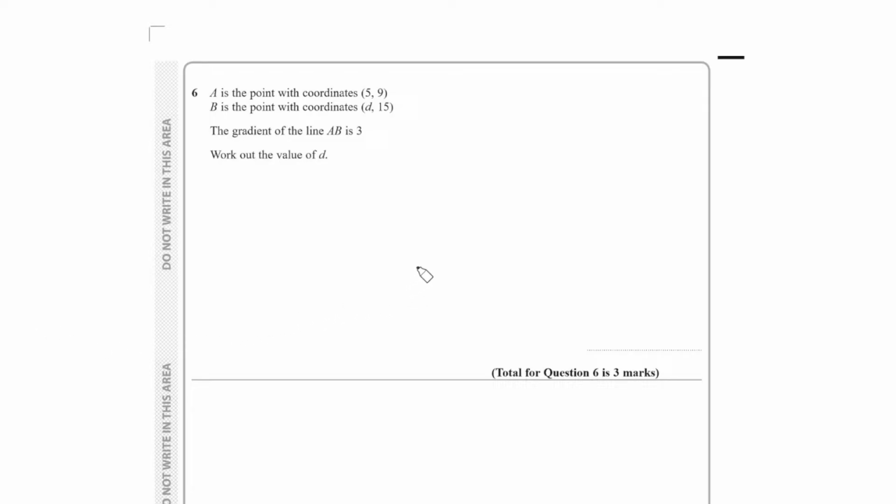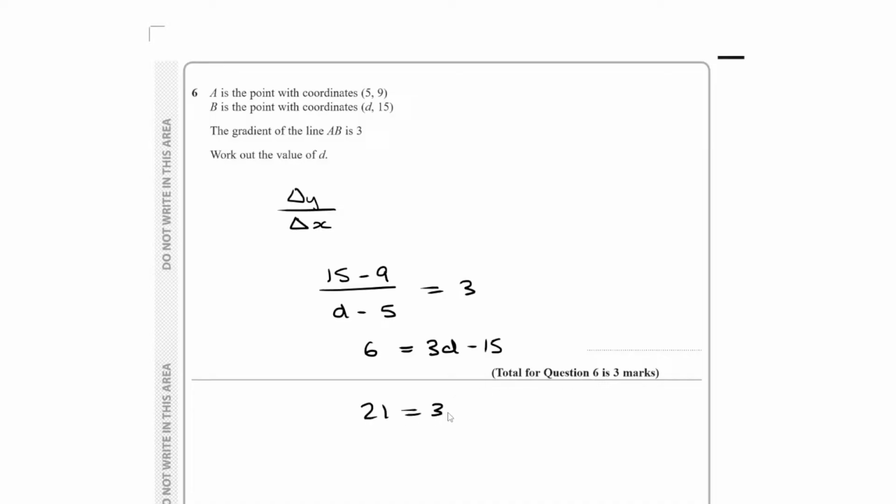So obviously create an equation, right? I was going to create the equation that is for gradient, which is the change in y over change in x. So subtract the y values, the y coordinates, 15 minus 9, and then subtract the x ones in the same order, so D minus 5. That would equal 3. And then you could just solve it from there if you wanted to. So 15 minus 9 is obviously 6. I'm going to multiply across by that denominator, so 3D minus 15. Add 15 is 21, and then divide by 3 is 7. Yep, exactly 7. So yeah, 3 marks for that one.